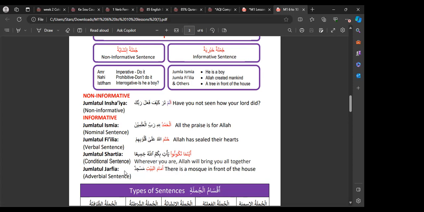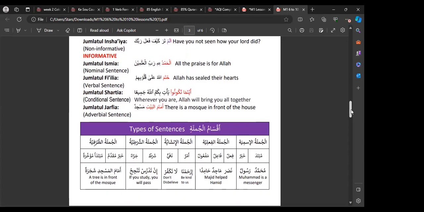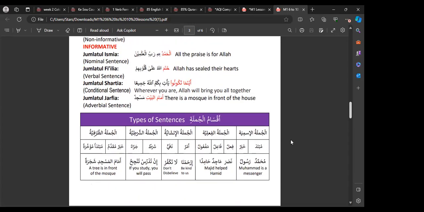And then Jumlatul Dharfiyah. أمام البيت مسجد. There is a mosque in front of the house. And we'll explain Jumlatul Dharfiyah and Shartiyah and Fi'liyah and Ismiyah all later on. We're just giving you the first exposure to these sentences. And we have some more examples further down.